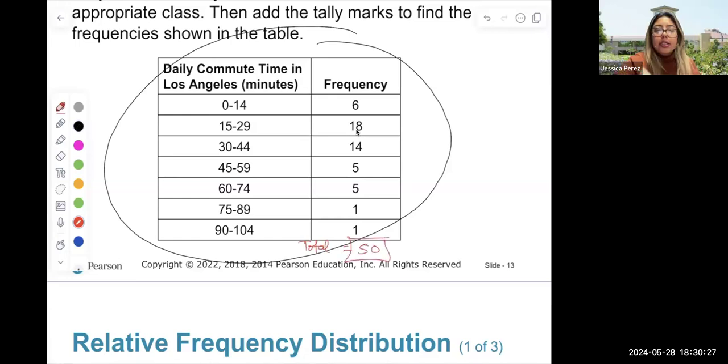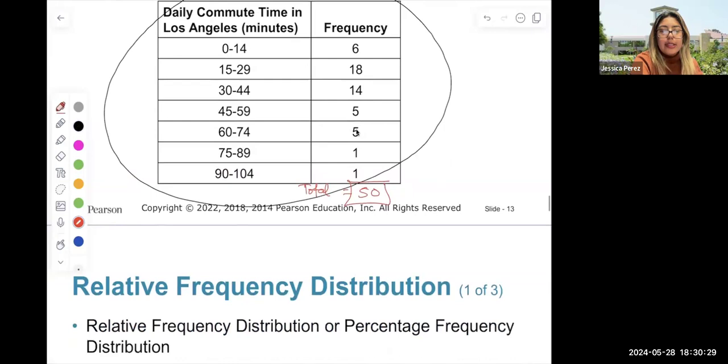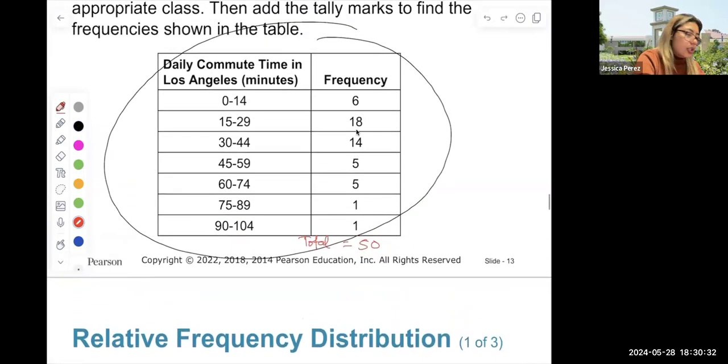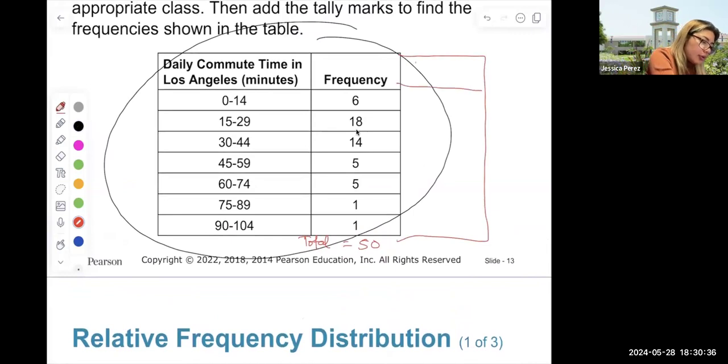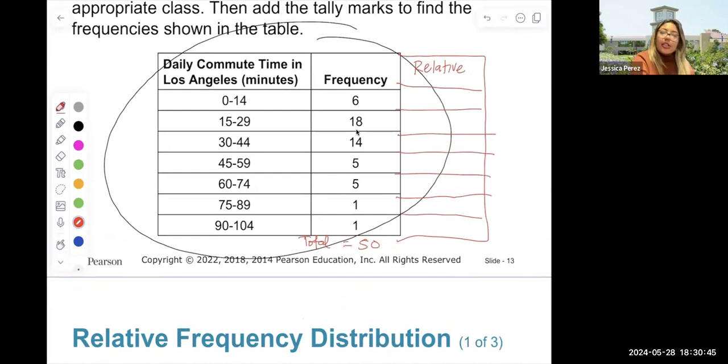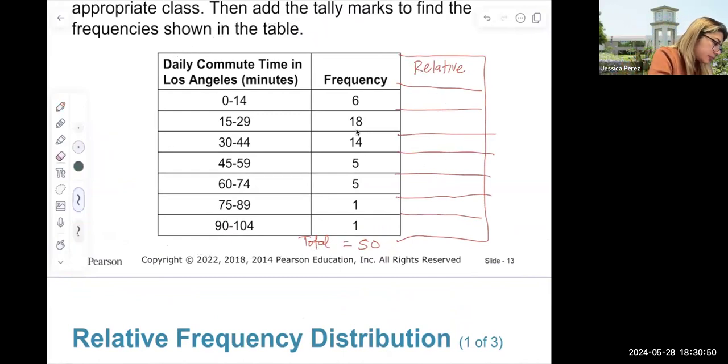Now there is an additional part called relative frequency. A relative frequency is pretty much just adding another column right here and calling this the relative. It's actually going to be a percent. So let me get rid of this. So the first one is actually 6 out of your total 50, and we're going to calculate a percent. And then 18 out of 50.